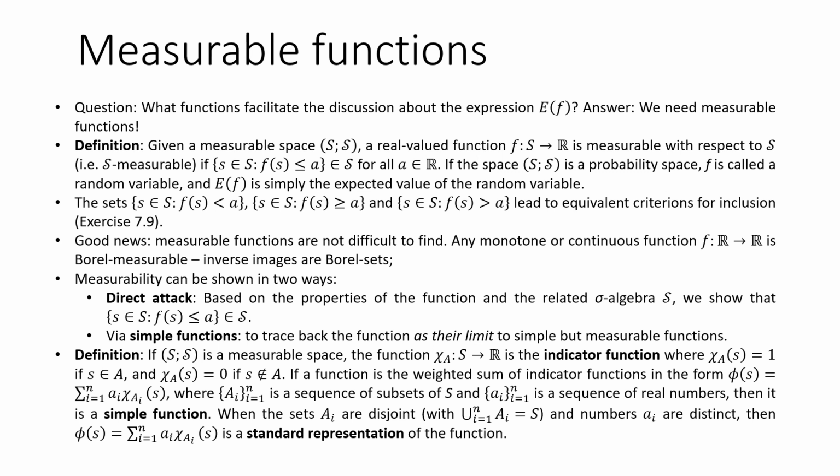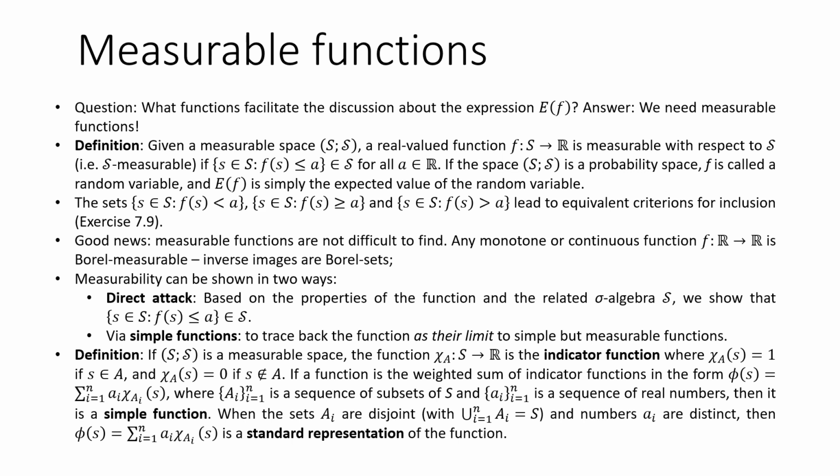A simple function, in other words, is a step function because it takes on a finite number of values. This is the reason why we call it a step function. A simple function can be described as a sum of indicator functions, and if the subsets on which the indicator functions are defined are disjoint, and if the real numbers, the weights, are distinct, then the simple function is in a standard representation. This is going to be very important to us in the later discussion.